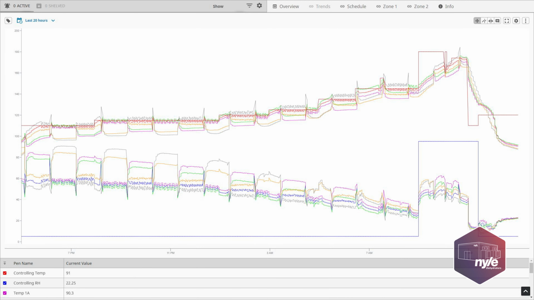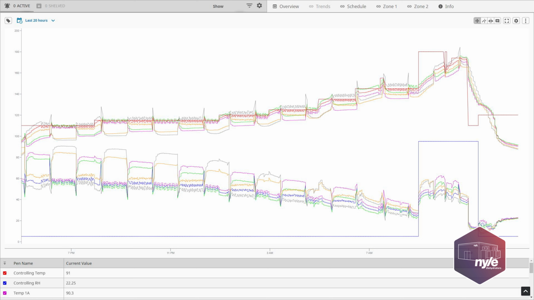If we go over to the next tab, which is your trends, this is your graph. You can see everything on a time scale, and you can determine what time scale you want to look at. You can look at the last hour, the last 8 hours, the last 16 hours.